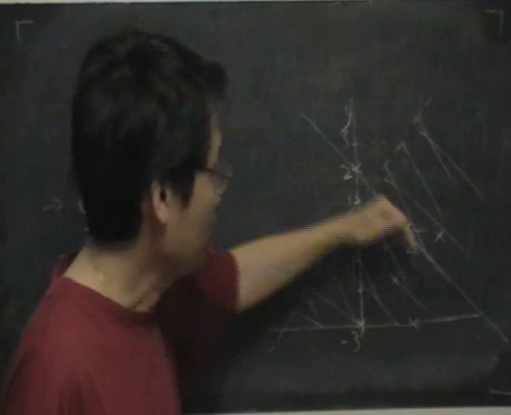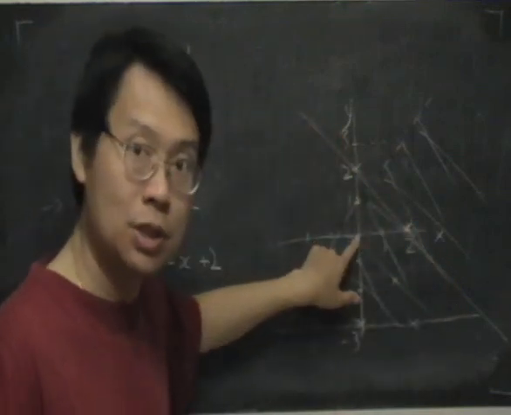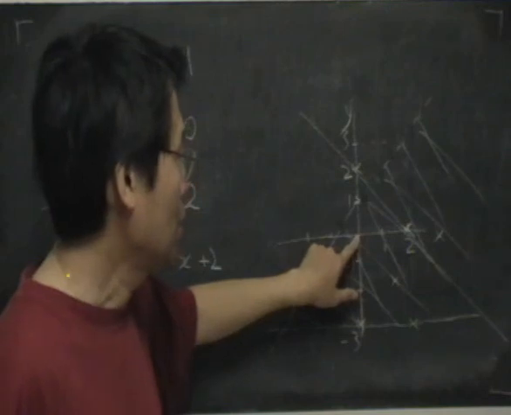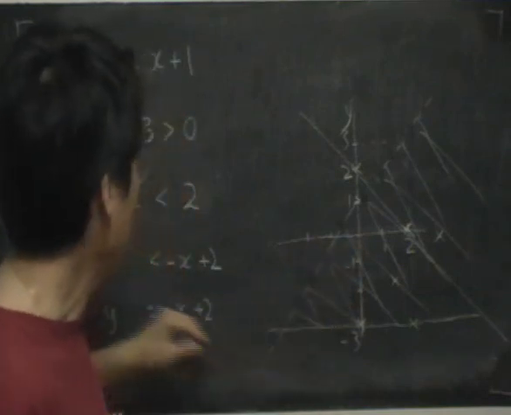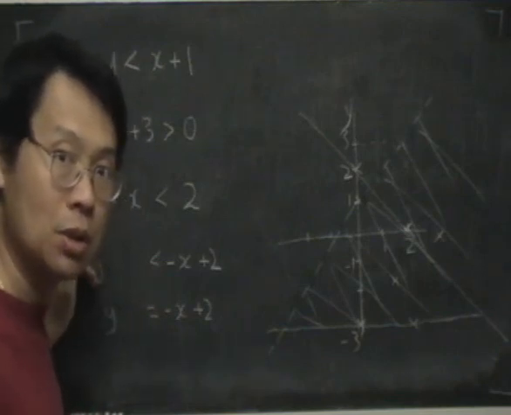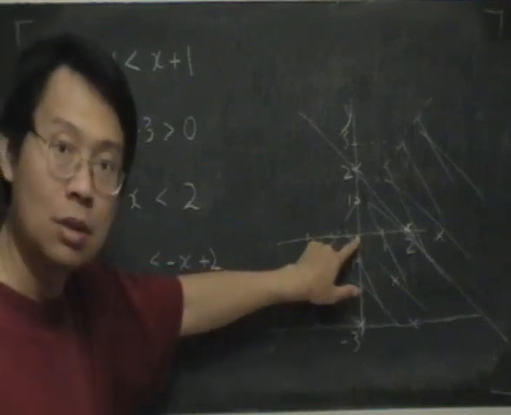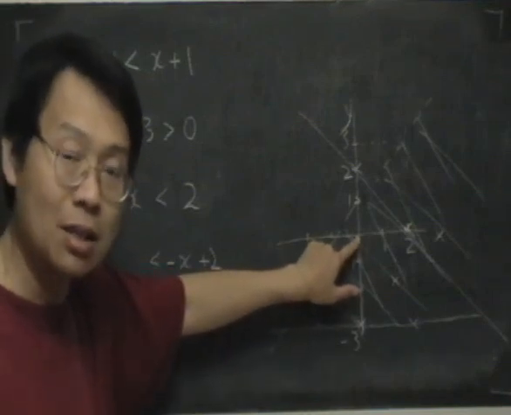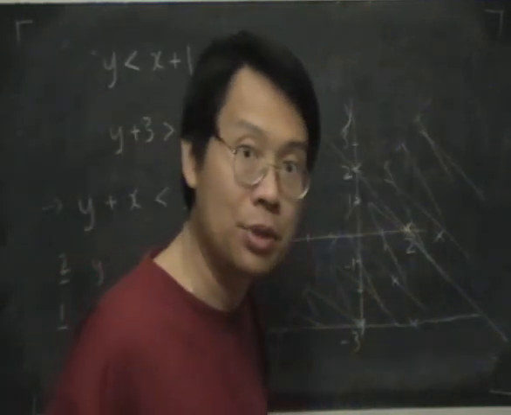Like in this case, for example, if I have this line, I can pick the origin, just 0, 0 for the x and y, and substitute the 0, 0 into the inequality and see if it is true. Because if it is true, that means that point falls in the area that I want. If not, then it is the other area.